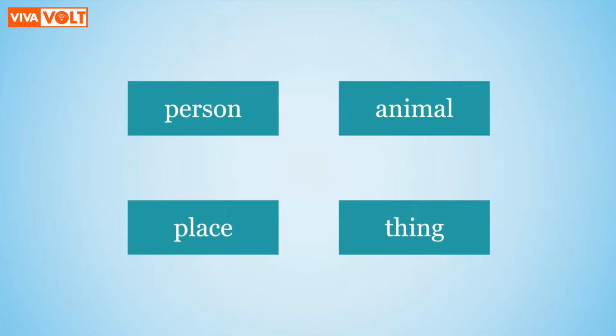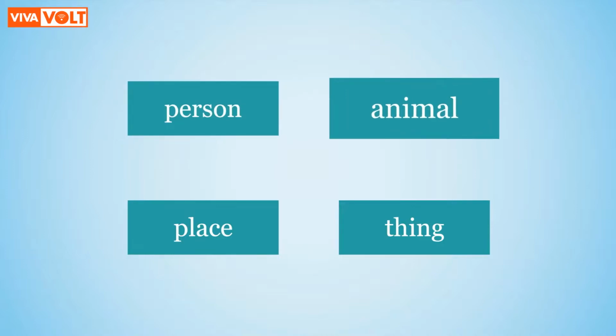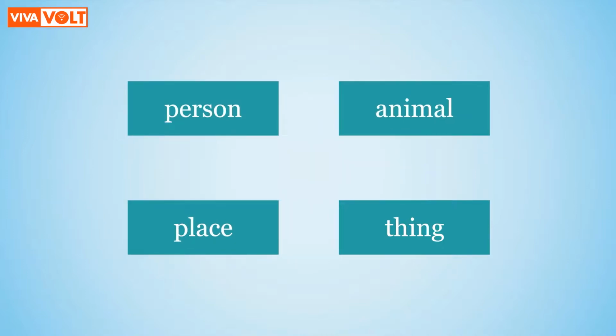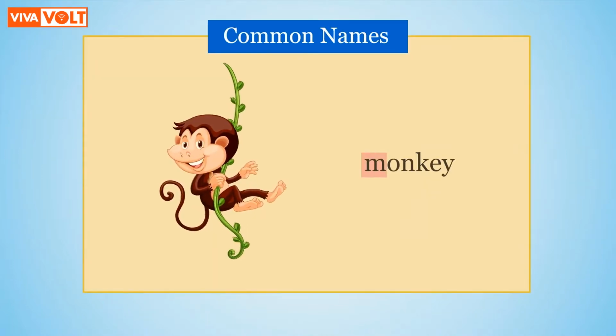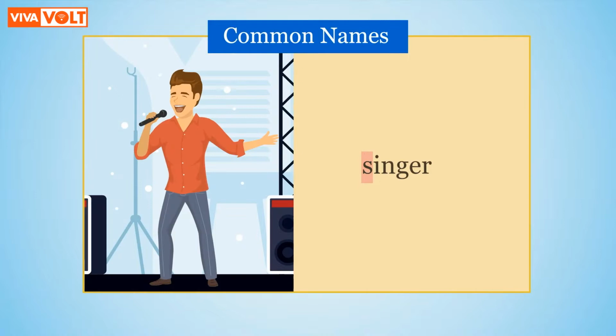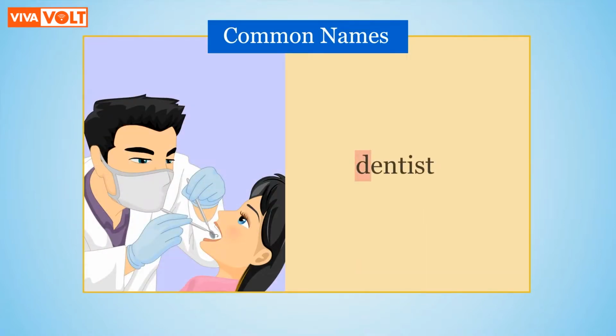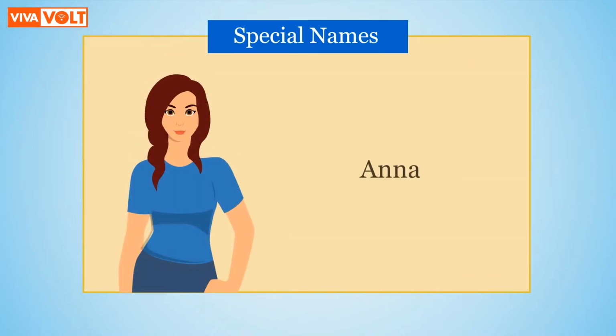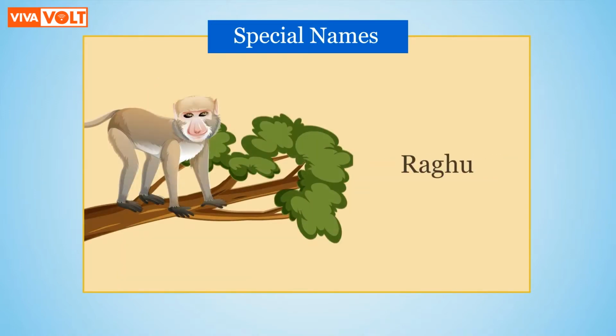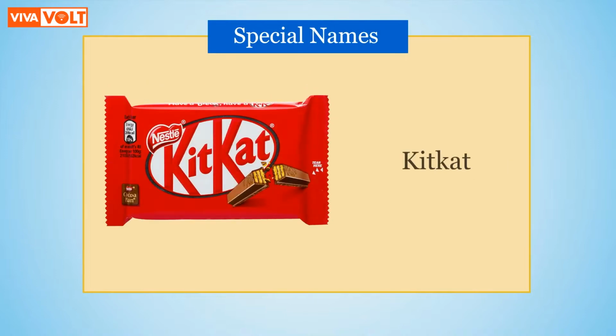The names we use to talk about any person, animal, place or thing in general are called common names. Monkey, tiger, singer and dentist are common names. Common names always begin with a small letter. Special names are the specific names of a particular person, animal, place or thing. Special names always begin with a capital letter.